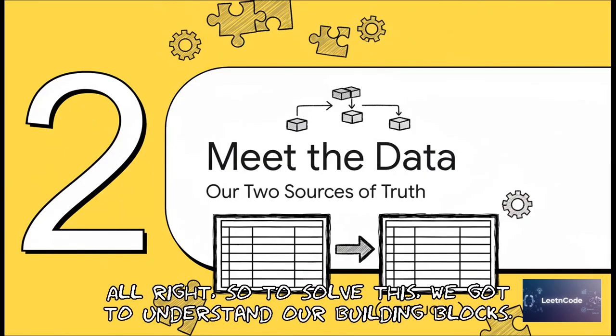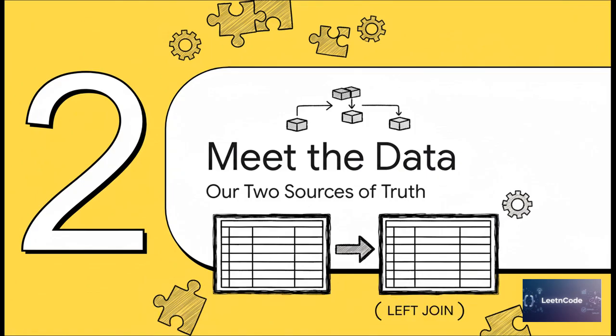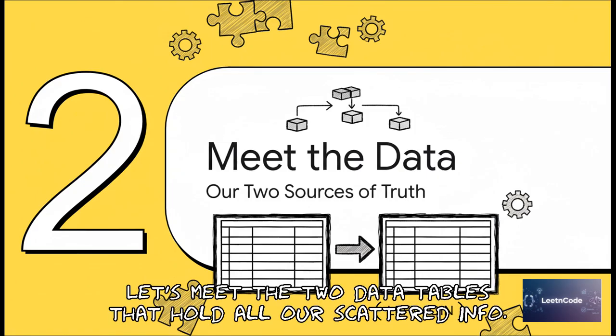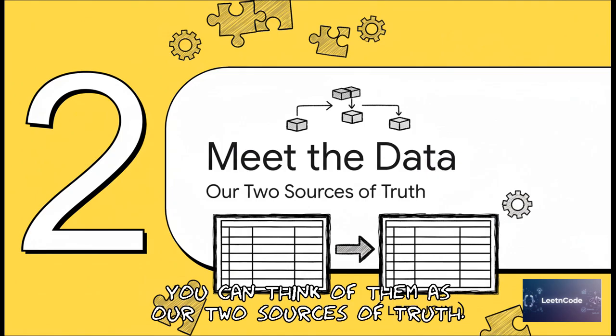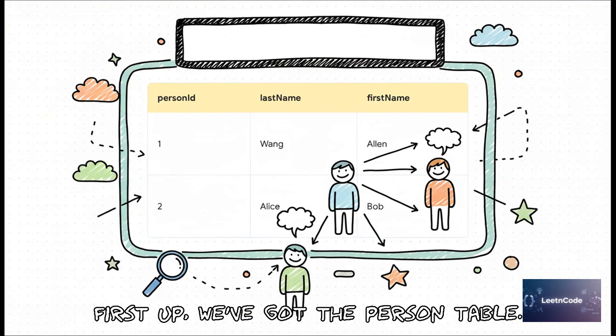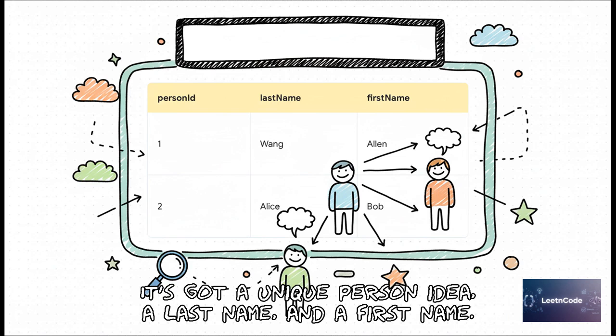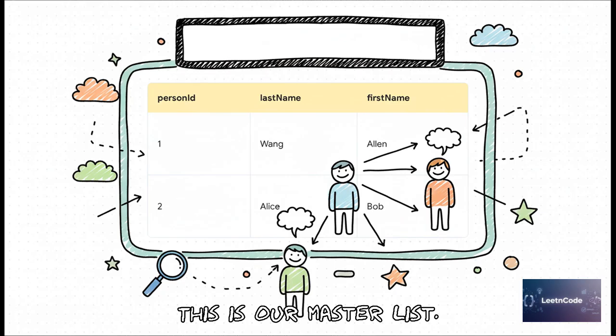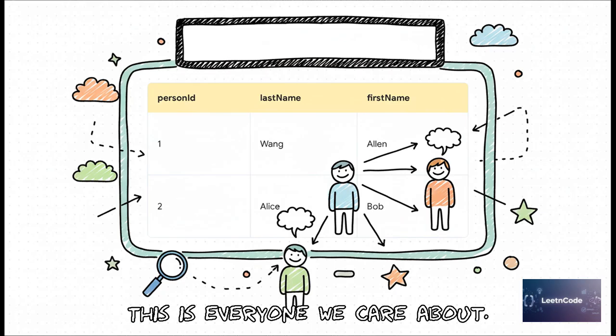All right, so to solve this, we gotta understand our building blocks. Let's meet the two data tables that hold all our scattered info. You can think of them as our two sources of truth. First up, we've got the person table. It's pretty straightforward, right? It's got a unique person ID, a last name, and a first name. This is our master list. This is everyone we care about.